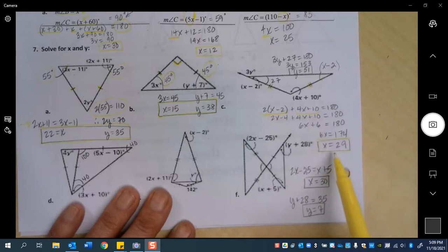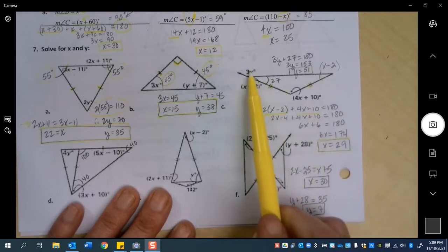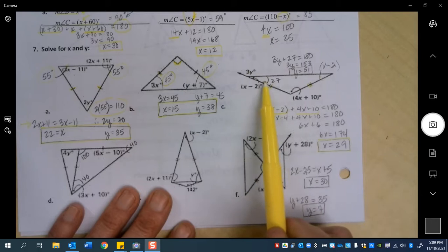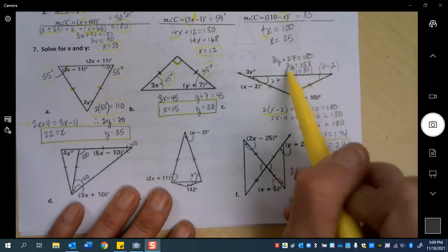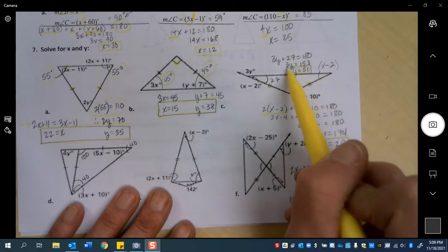Once I know x has a value of 29, I know that 3y and this angle are going to be a linear pair and supplementary. So then I know that y has a value of 51.